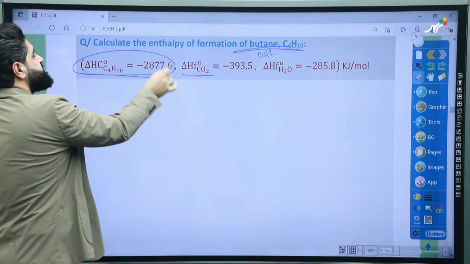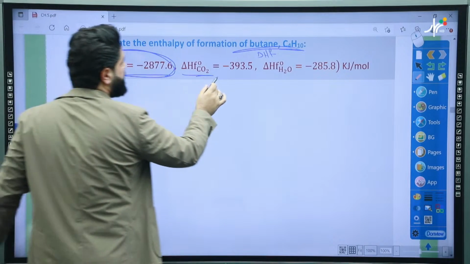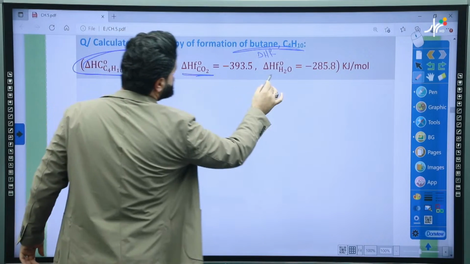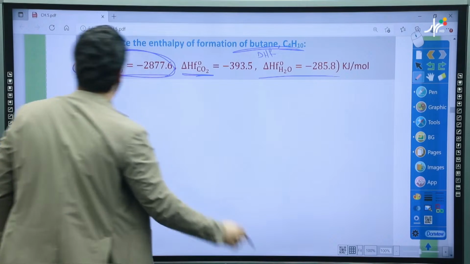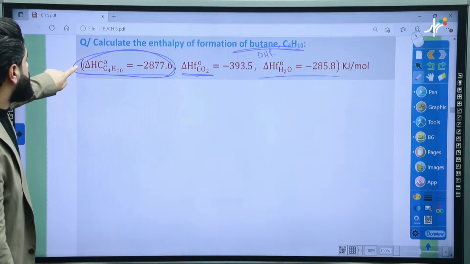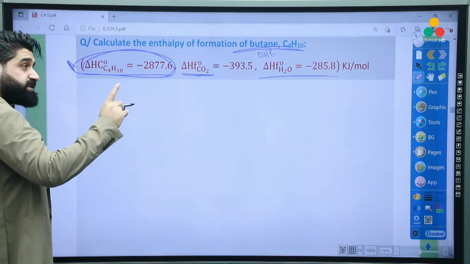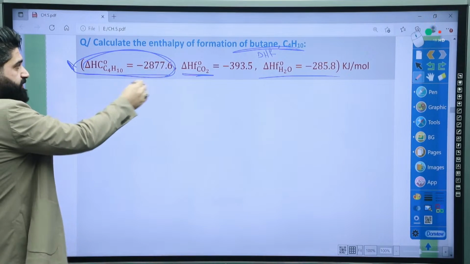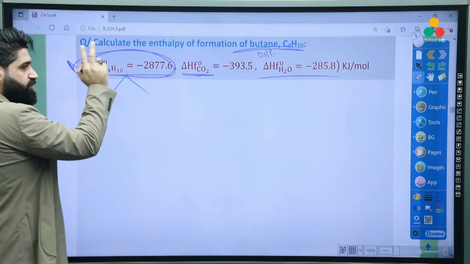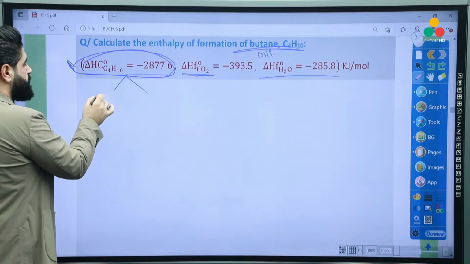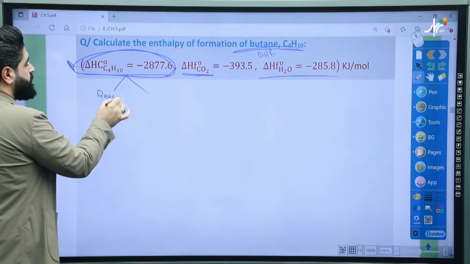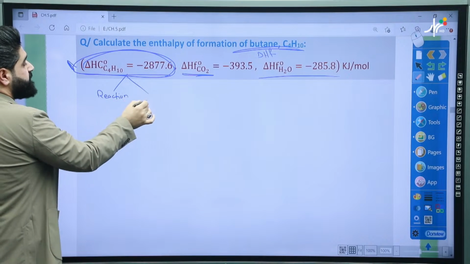We have one delta HC among the delta HF values. We have delta HF for CO2, delta HF for H2O. But what can be done with this delta HC? If we have one delta HC among the delta HF values, it's useful for two purposes. The first one, the reaction. The second one, delta H.